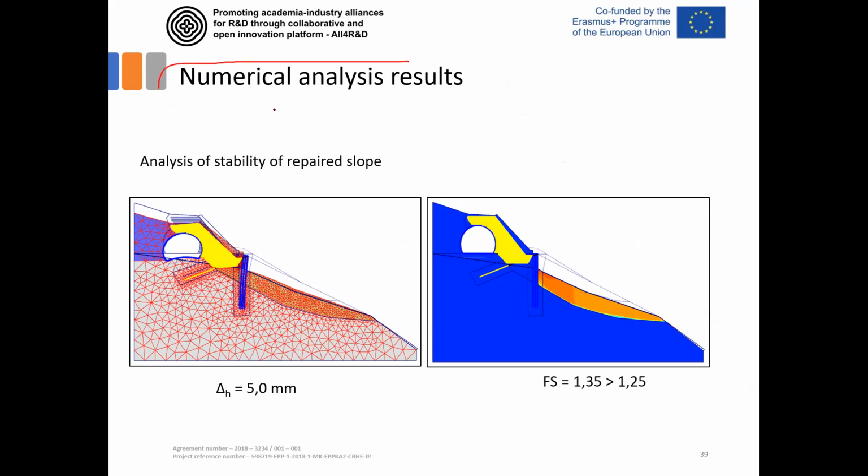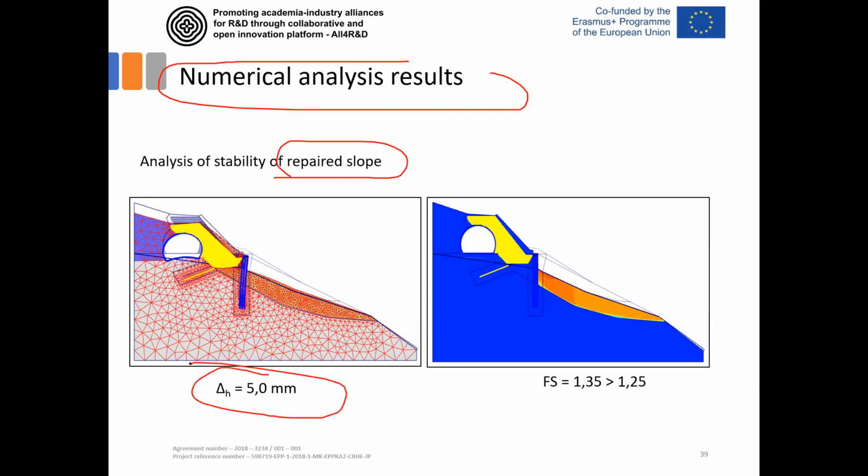Here are the numerical analysis results of the remediated slope. Here you can see some calculated displacements after the construction of these retaining walls with piles and anchors. So what is done here in this simulation?